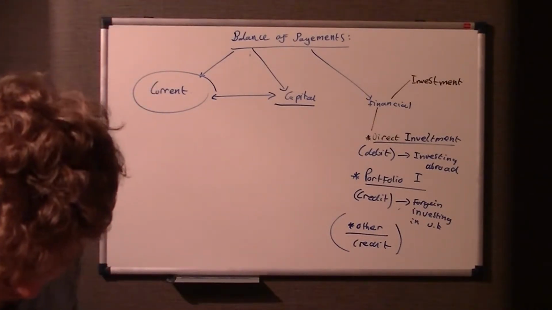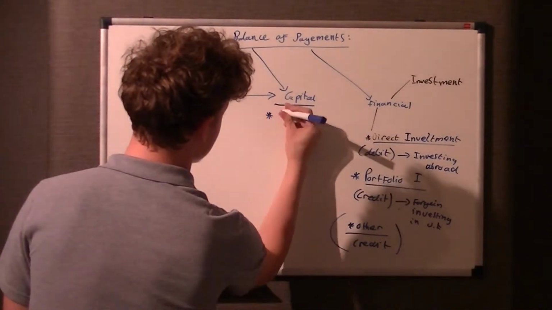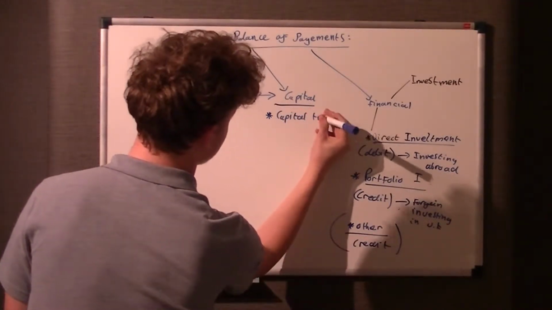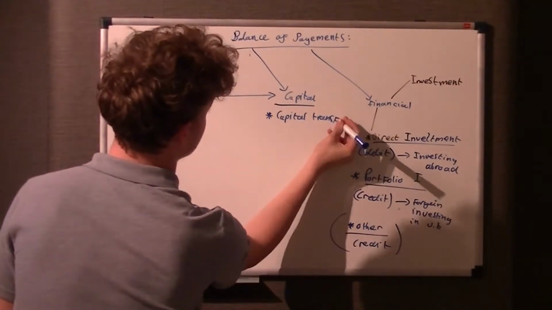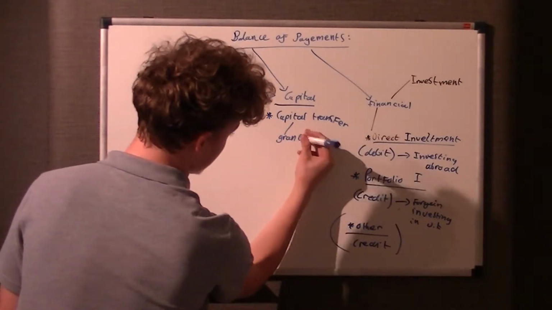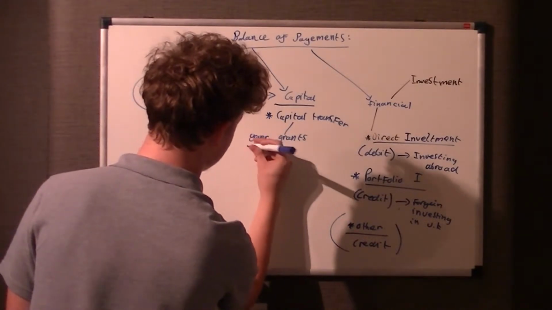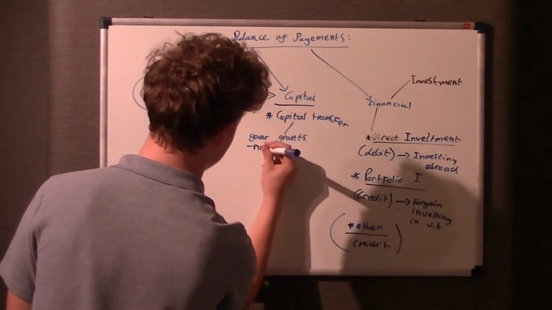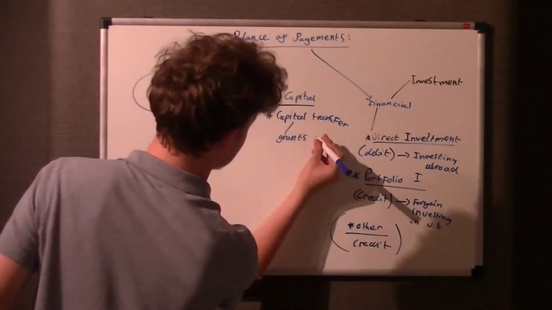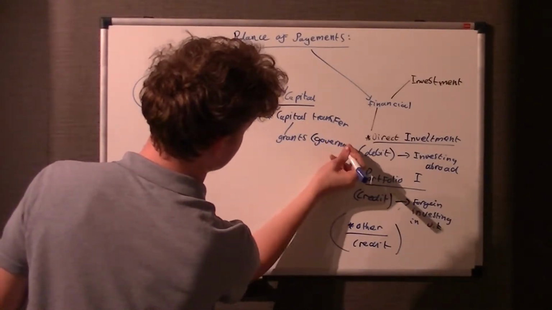So, the capital account, what is it? Well, it's a very small part, and it includes capital transfers. You may be going, what's a capital transfer? Well, this is basically just like government grants, etc. So this is grants given by the government. I'll just put grants, and in brackets, government. So it's just grants from the government.